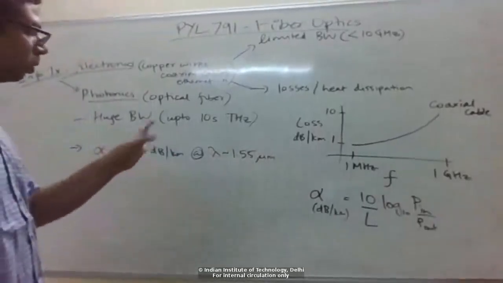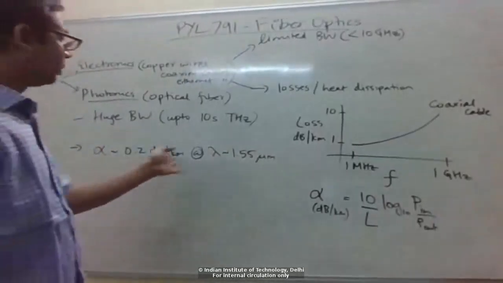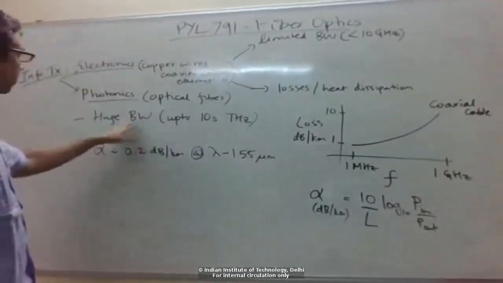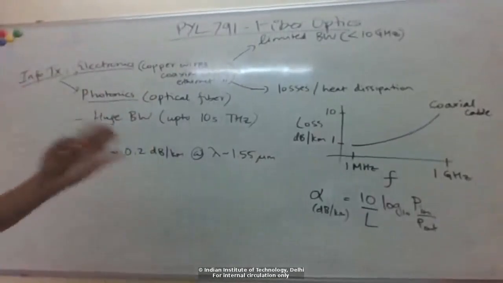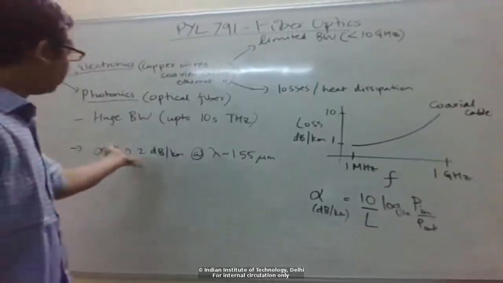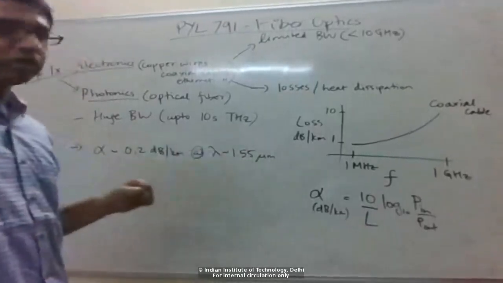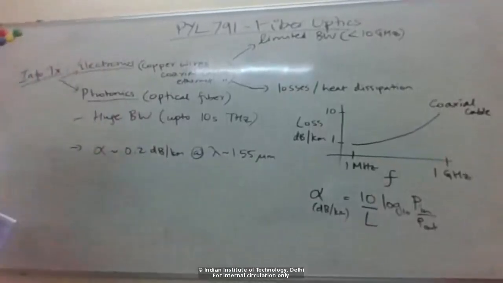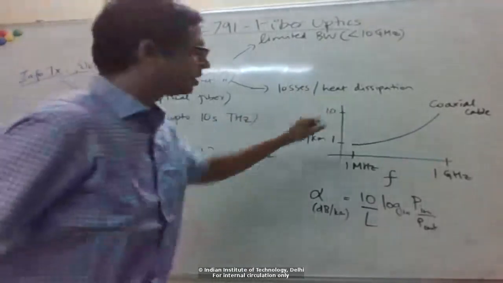The visible range goes up to 0.8 micron, and beyond that it's near infrared. The loss is actually a function of wavelength. We'll see more about that. But the minimum loss occurs at this wavelength, 1.55 micron, for glass, and the loss can be as low as 0.2 dB per kilometer. So you can compare with this.